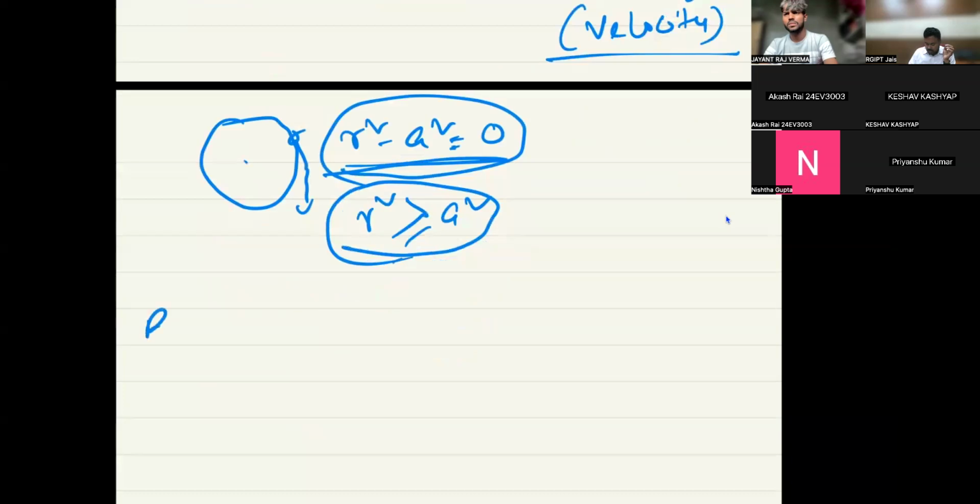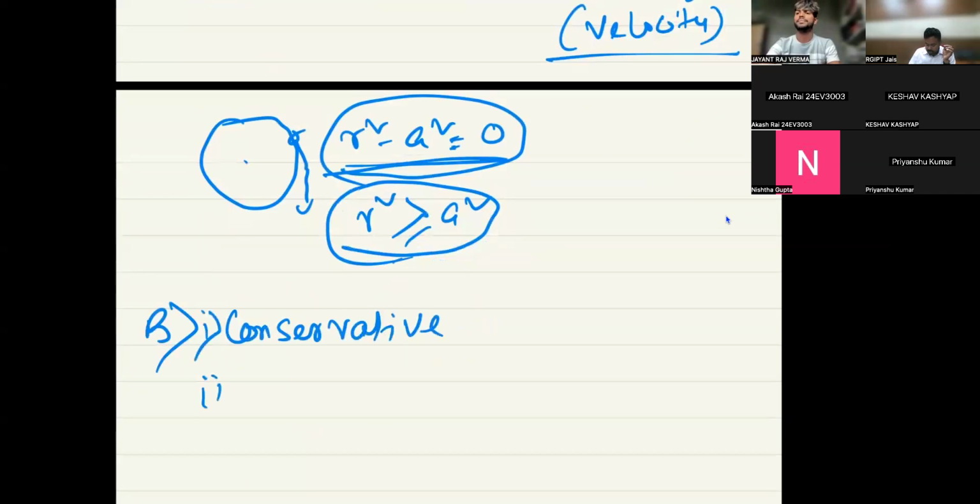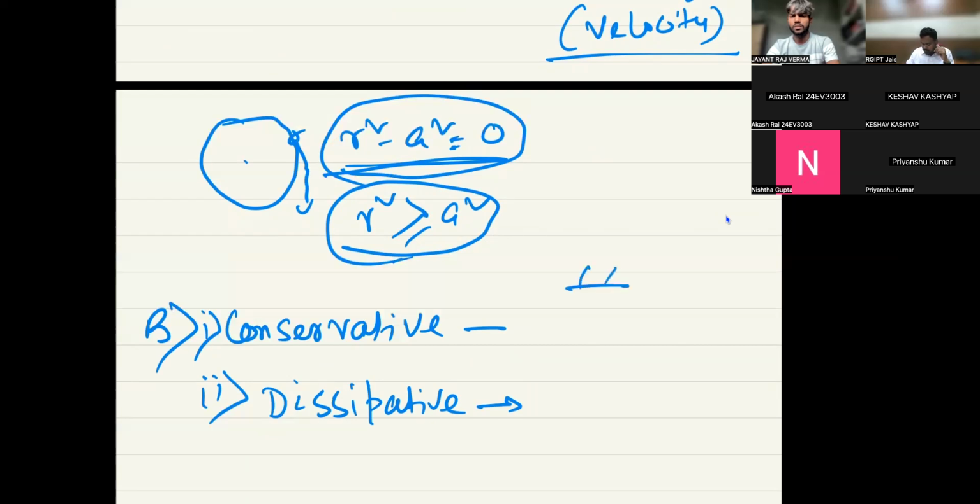There is another form that is called conservative or dissipative. As you can see from the name, if the forces of constraint are conservative, those are conservative constraints, and if the forces of constraint are dissipative, those are also called dissipative constraints. For example, if you have a simple pendulum, here the forces are conservative. So then the constraint relation is also conservative.